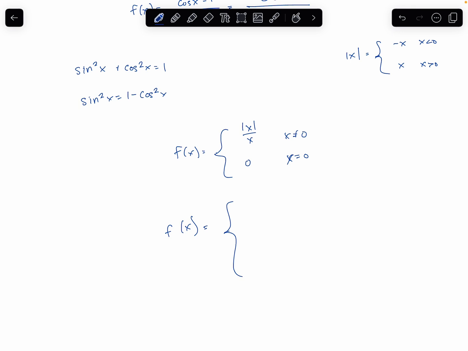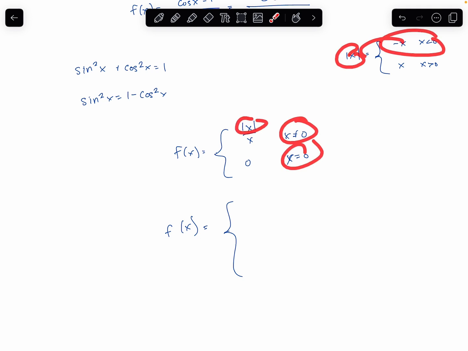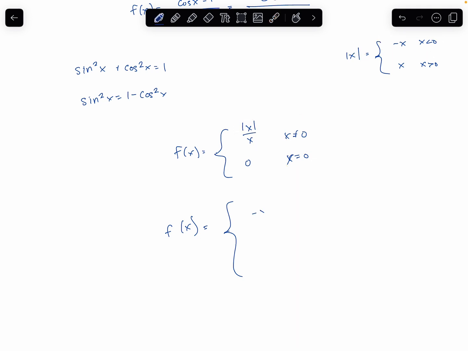So let's say for the left side of 0, the absolute value of x will be negative x. So I'm going to replace that with negative x. So negative x over x when x is less than 0. It's equal to 0 when x is equal to 0. And then for x greater than 0, the absolute value of x will just be x. So I can replace that with x. So x over x when x is greater than 0.